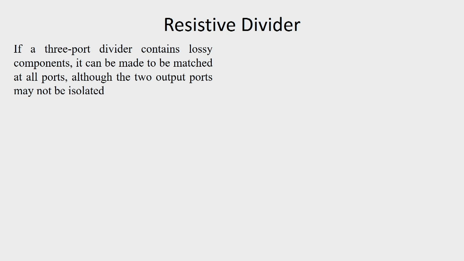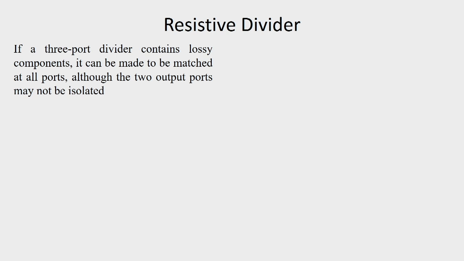Let us now move on to another type of power divider, where we have a T-junction, but this T-junction is not lossless, rather we have resistive elements present at the junction, which makes the junction lossy. And once we have this junction lossy, we will see that we will be able to match all the three ports. So, if a three port divider contains lossy components, it can be made to be matched at all three ports, although the two output ports may not be isolated.